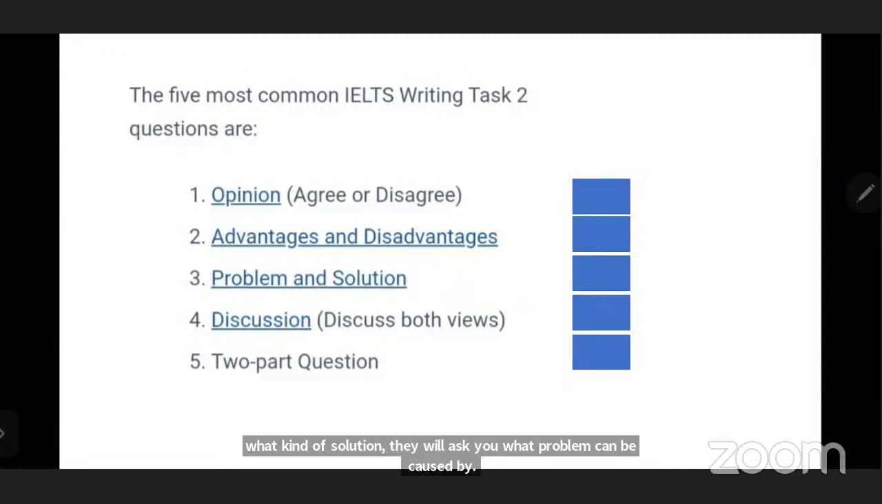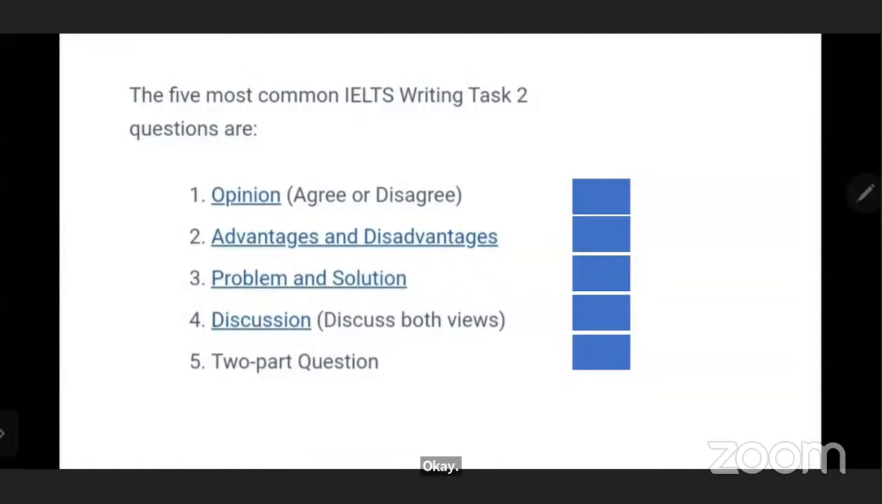Okay. The third question is about problem and solution. They will give you a statement, and then they will ask you what kind of problem can happen from that statement, and then what solution you can give. That is a problem and solution question. The fourth type of question is about discussion. You will discuss views. There are 2 different views about some issue. And then the last one is 2-part questions.